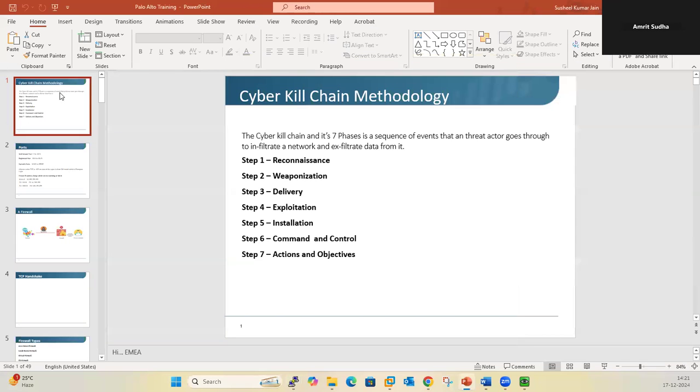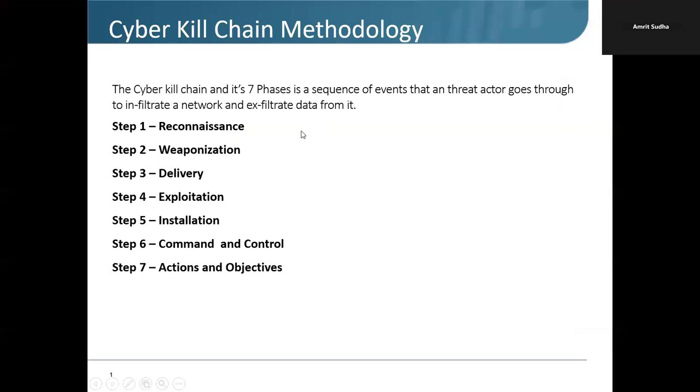So now we are starting from scratch. First we will go through the cyber kill chain methodology. The cyber kill chain and its 7 phases is a sequence of events that a threat actor goes through to infiltrate a network and exfiltrate data from it. Blocking just one stage in this life cycle will protect the company's network from the attack.